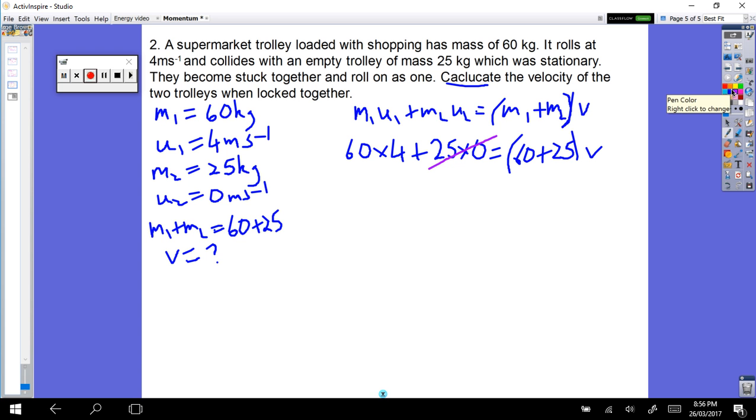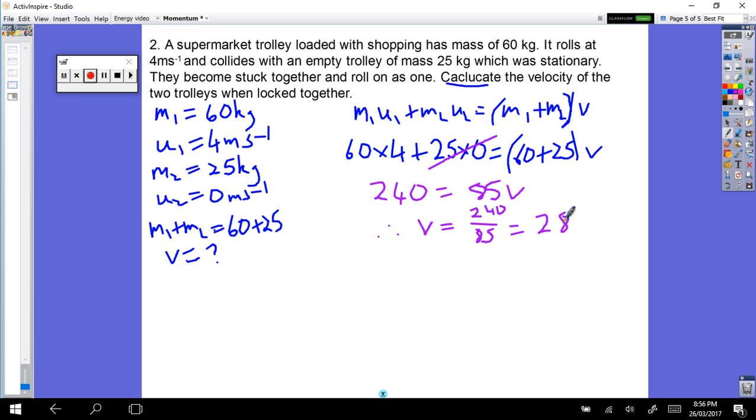Okay, so then you will get 6 fours are 24, so 240 equals 85v. So if you rearrange that, you get v equals 240 over 85, which is 2.8 meters per second.